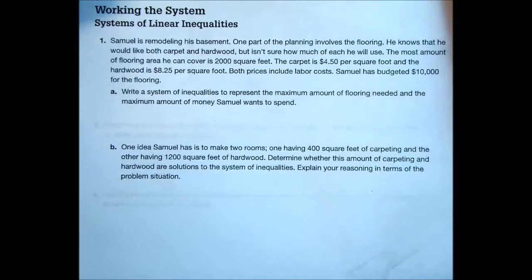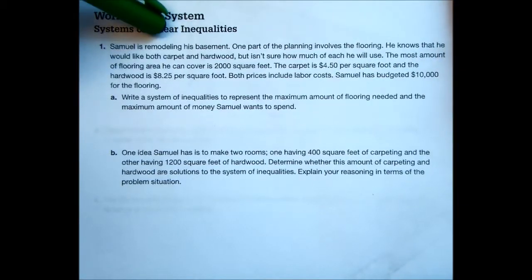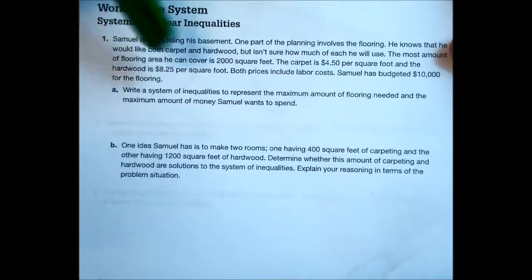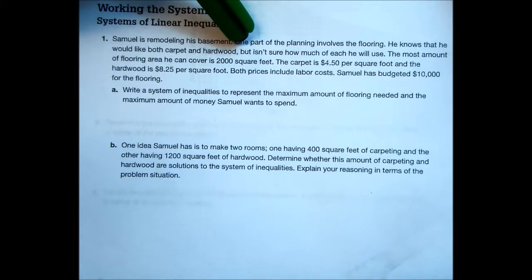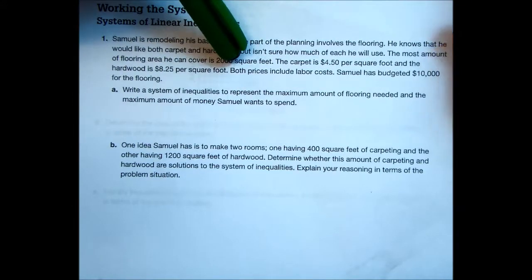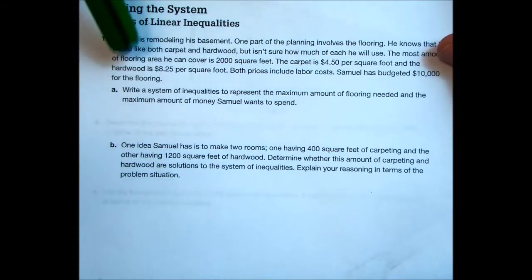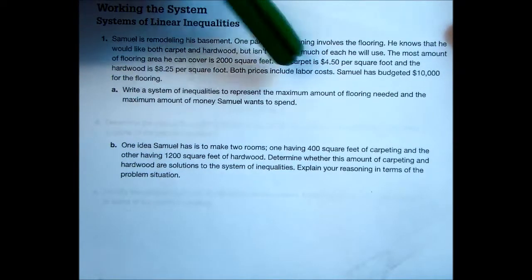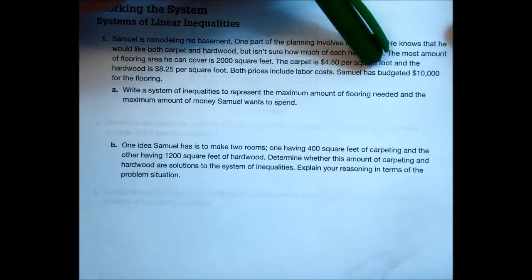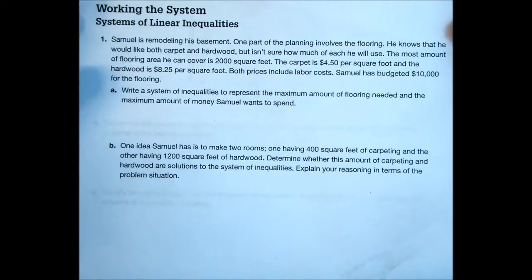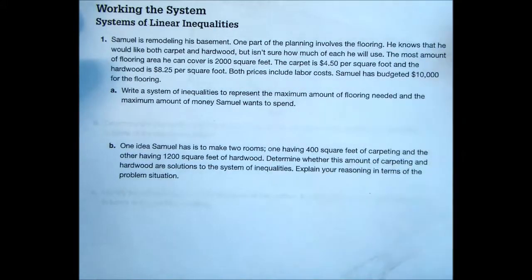So let's look at this. When I look at it real quick, I see that Samuel is remodeling his basement. One part of the plan involves the flooring. He likes both carpet and hardwood, but he's not sure how much of each he will use. The most amount of flooring area he can cover is 2,000 square feet. The carpet is $4.50 per square foot, and the hardwood is $8.25 per square foot. Both prices include labor costs. Samuel has a budget of $10,000 for the flooring. So write a system of inequalities that represents the maximum amount of flooring needed and the maximum amount of money he wants to spend.